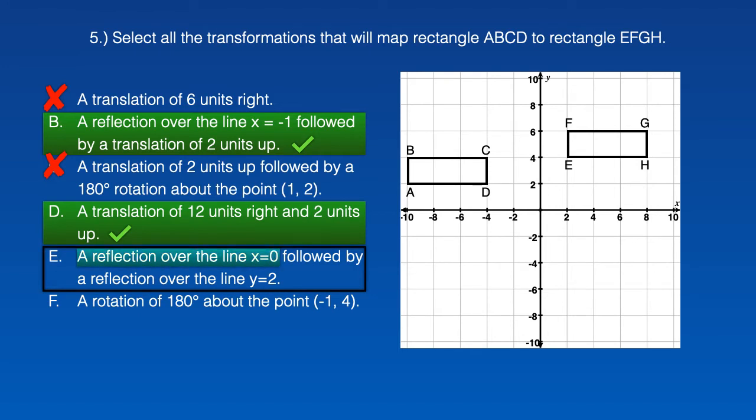First, it says a reflection over the line x equals 0. The line x equals 0 is another way of referring to the y-axis. All right, the line x equals 0 is a vertical line at the y-axis. You need to know that for the test. This is on the test.